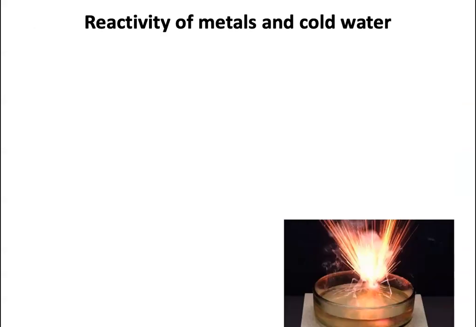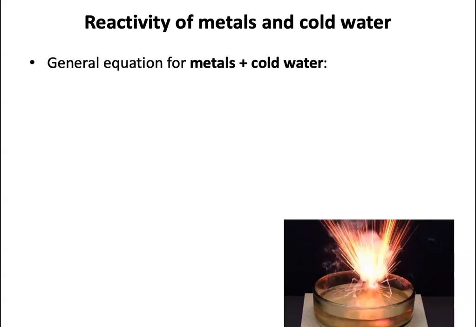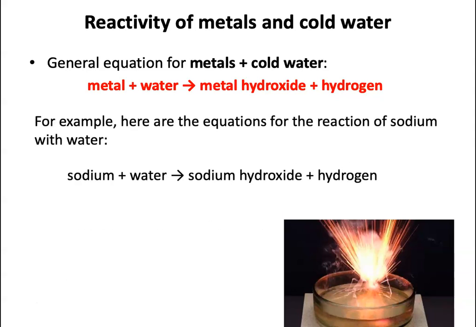Reactivity of metals with cold water. You must learn the general reaction here. The general equation for metals with cold water is: when a metal is added to water, they form a metal hydroxide and hydrogen. Example, sodium is added to water, we form sodium hydroxide and hydrogen. Magnesium is added to water, you will get magnesium hydroxide and hydrogen. So you get two key things, an alkaline solution because of hydroxide ions and hydrogen gas which would be fizzing.